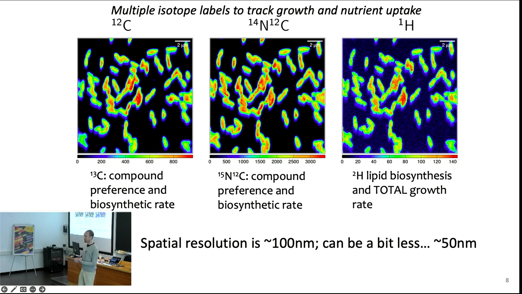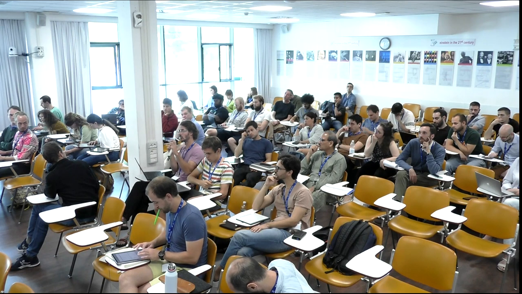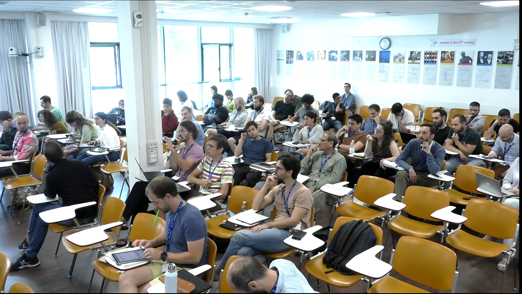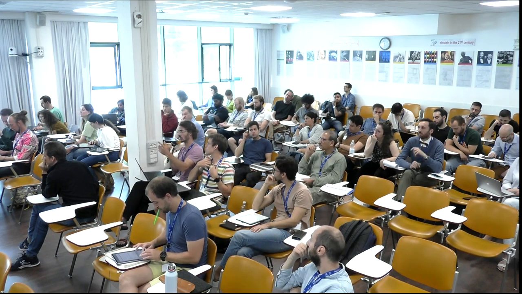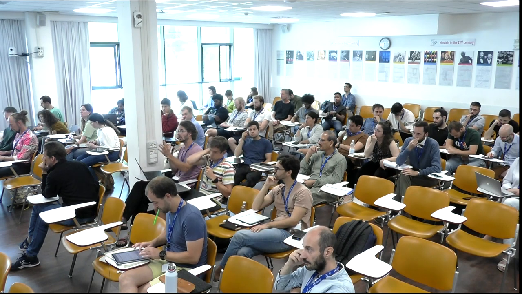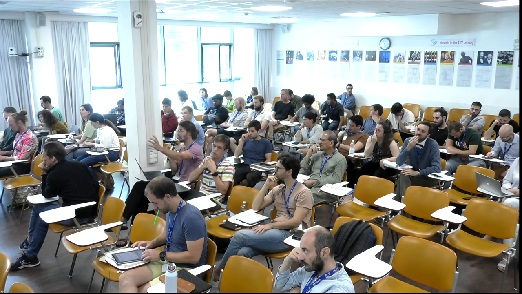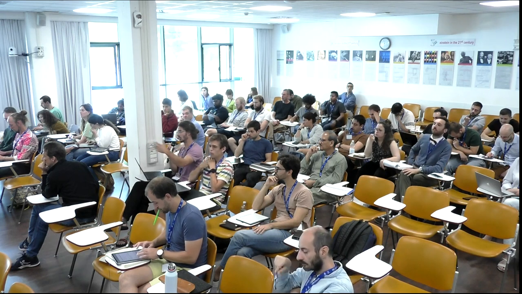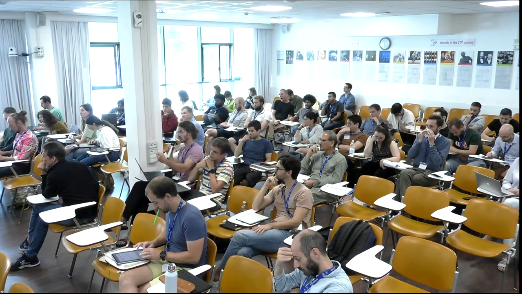Sorry, you were commenting on that, but I think I missed it. You said that you need to use a lot of isotopes to start with, right? And we've seen yesterday, and you were also mentioning, that the deuterium is changing sort of all the rates in your cells. So how is this not affecting, like how is this a good metric for growth rates or biosynthetic rates, when we know that it's changing the rates?